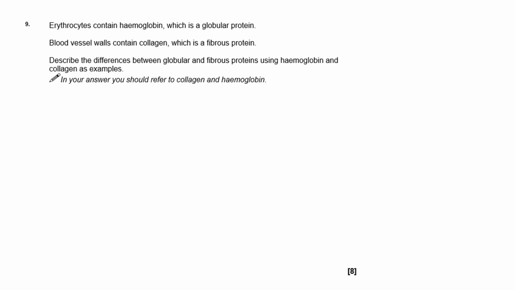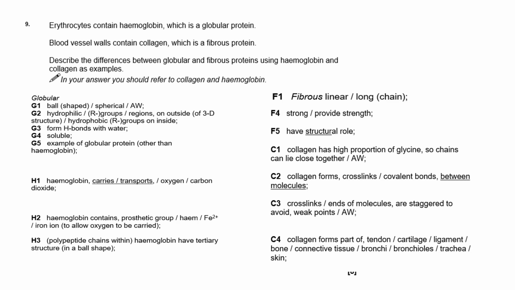So to score the full 8 marks, you should start off comparing and contrasting one of them. So on the left-hand side, we have all the features that you could have raised regarding the globular protein hemoglobin. First of all, like all globular proteins, it has a ball-shaped spherical shape. It is hydrophilic, water-loving on the outside and hydrophobic on the inside. It forms hydrogen bonds with water. It's soluble, and hemoglobin is a good example.